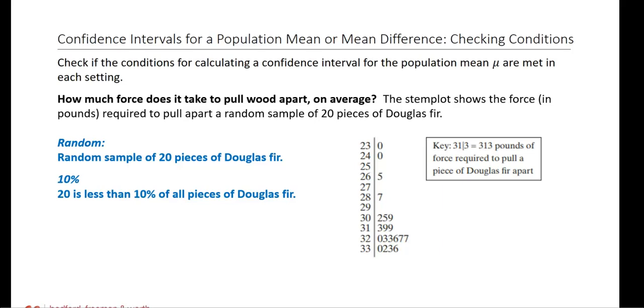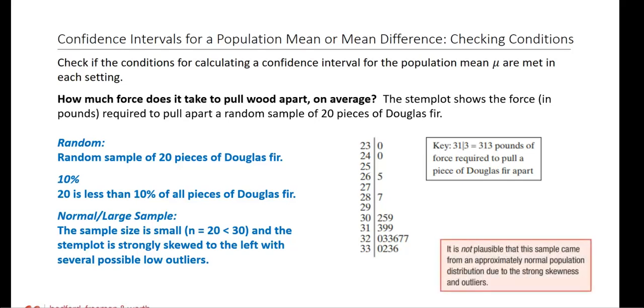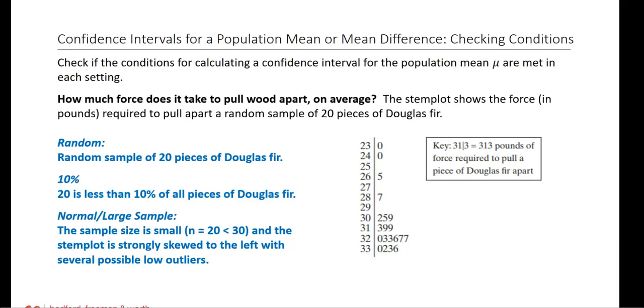You can tilt this stem plot over and you can see that it's skewed left here. Strongly skewed left, I would probably say even. So that does not pass the three conditions. It passes two of the three, it just doesn't pass the normal large sample condition. By the way, we call that the normal large sample condition instead of large counts.